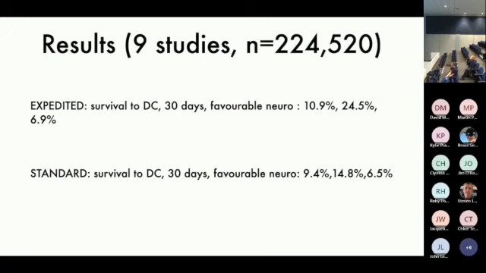And then if we look at the standard arm, survival to discharge was 9%. 30 days was 14.8%. And favorable neuro 6.5%. So a rough way of looking at it is there was no significant difference between the two groups across a quarter of a million patients, as to whether you expedited them or stayed on the scene. Plus, the survival to good neurological outcome is appalling. It's 6.5, 6.9%. It's really poor.